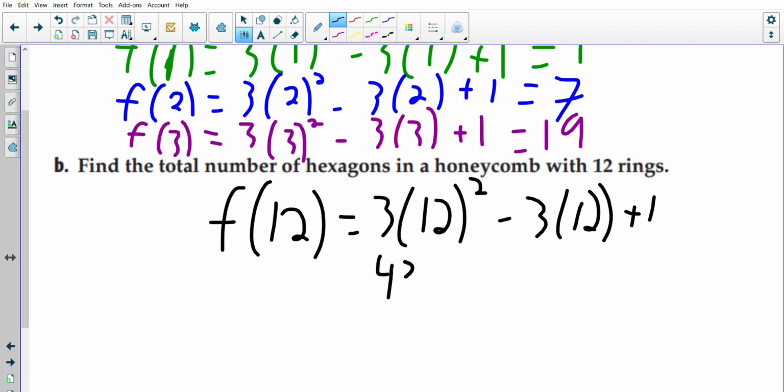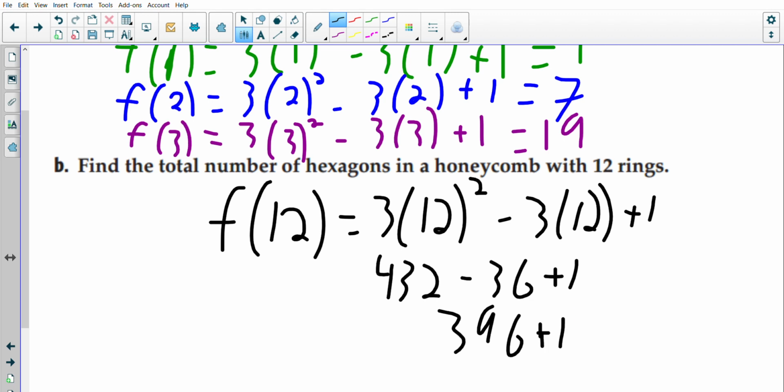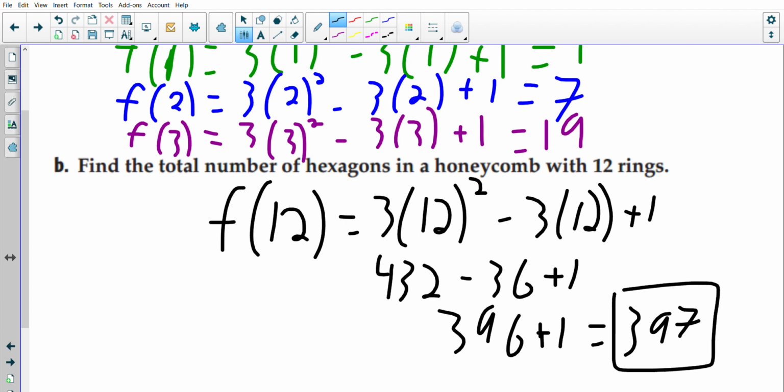So I'm going to show my work on this one because bigger numbers. 432 minus 36 is 396, and then plus 1 would give us 397. So it would be 397 hexagons given that there are 12 rings. All right, so it's kind of neat.